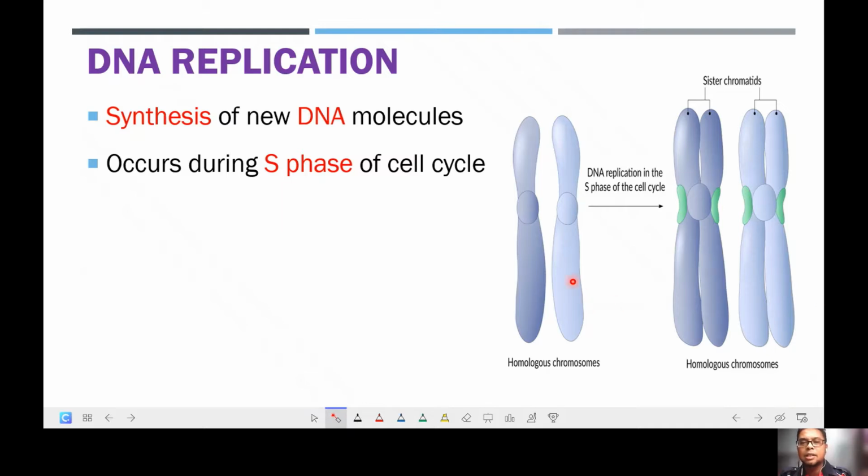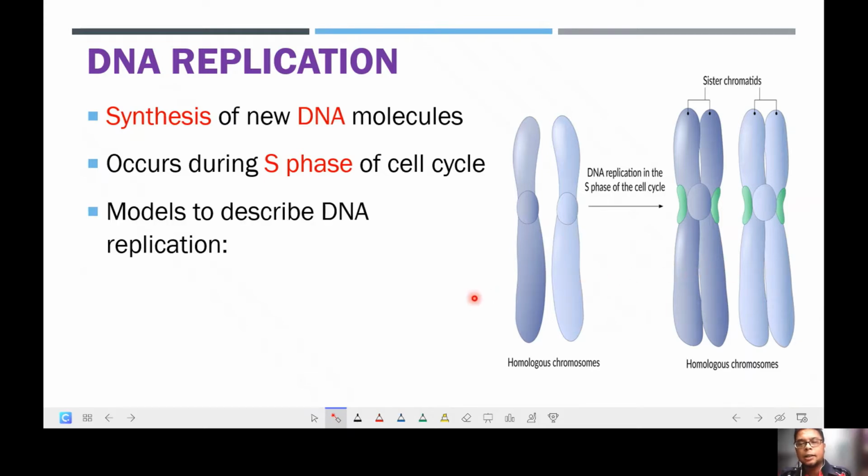If we look at this chromosome over here, we should know that this chromosome consists of one DNA molecule, and due to the process of DNA replication that occurs during the S phase in the cell cycle, this one DNA molecule now becomes two DNA molecules for one particular chromosome. And so if there are two homologous chromosomes in this diagram, we can see that each of the chromosomes consists of two sister chromatids.